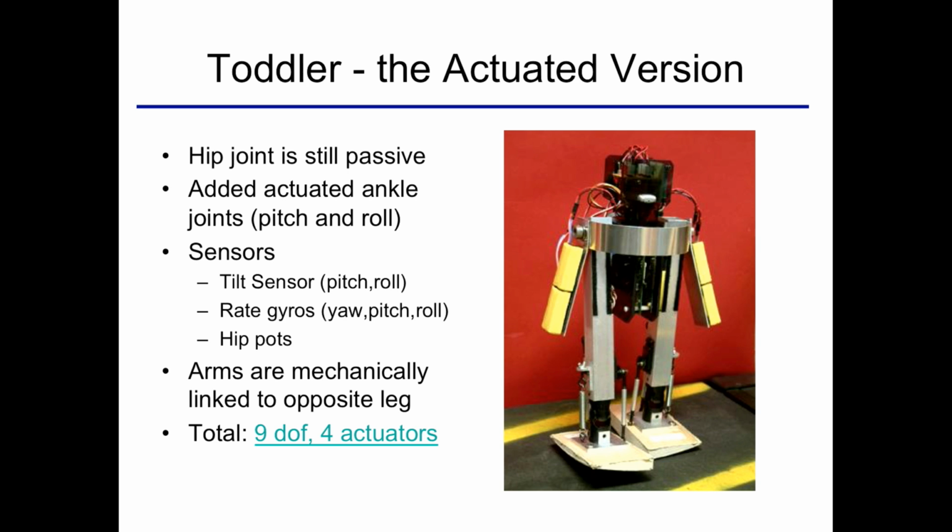The hip joint is still passive, okay? I added actuators to the ankles, okay? But they control the pitch and roll of the ankles. They had the property that when the motor was just holding its position, which was basically sending 0 commands to the hobby servos, then it walked just like the original passive dynamic walker.